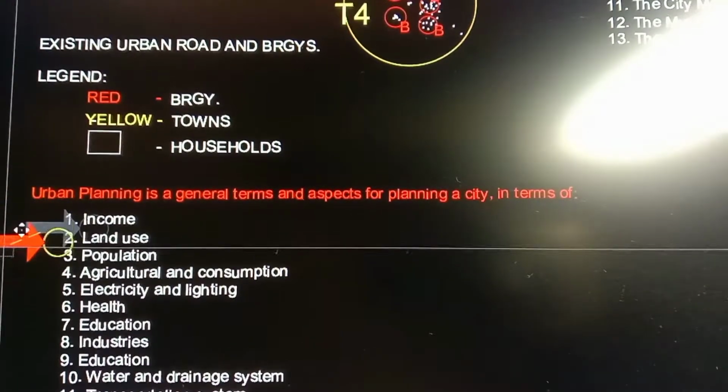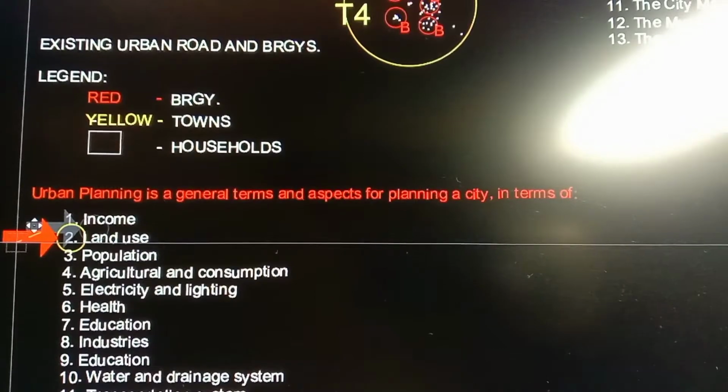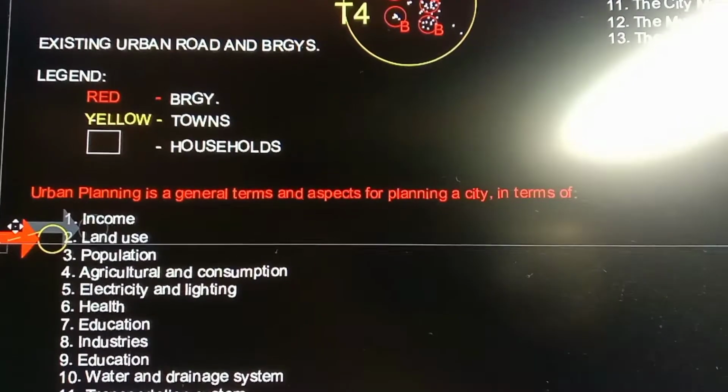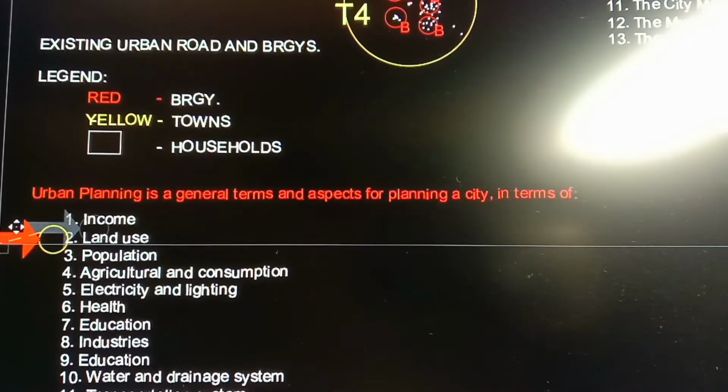Okay, the next requirement is land use. What is land use? Land use is the area development, for example, the roads. How do you arrange the roads, the orientation of the roads, and it also includes the buildings. And in this, there are different types of buildings. There are residential buildings, there are commercial, institutional, industrial, and so forth. So this is to be included in the land use.